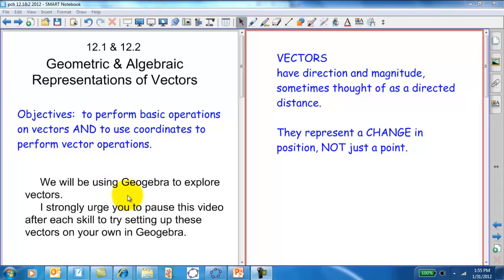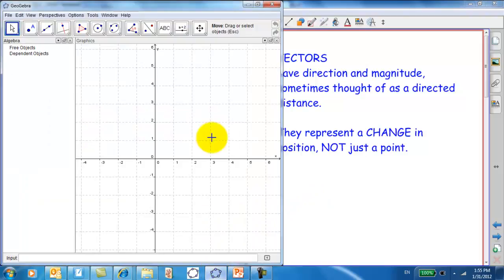Now we're going to start off by looking at some GeoGebra so you get a visual idea of what a vector is. You can pause the video and try some of these things, but you should definitely go to GeoGebra to get a sense of what a vector is. Vectors have direction and magnitude, and sometimes they're thought of as a directed distance. It's important to realize that they represent a change in position, not just one point, but a movement from one point to another. So let's look at it on GeoGebra.